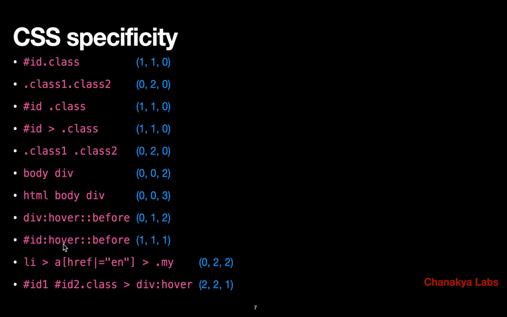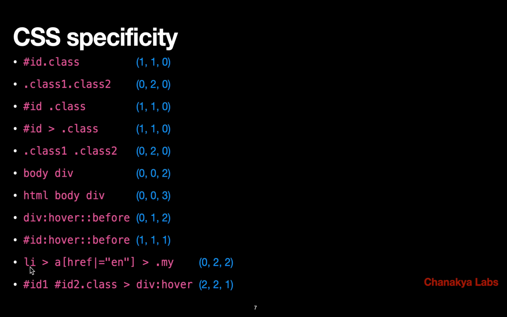Now here we will see that okay, everything is same, but now this div is replaced by this, so now it is 100 rather than 010, and that's why this is 100 for this part, 010 for this hover part, and 001 for this part. So overall it is 111.